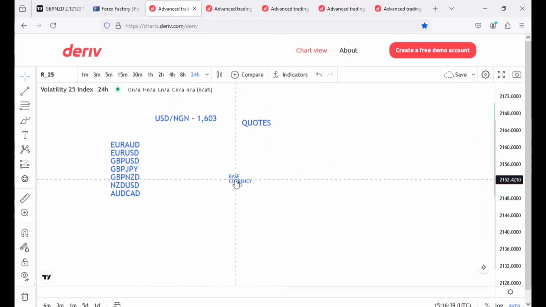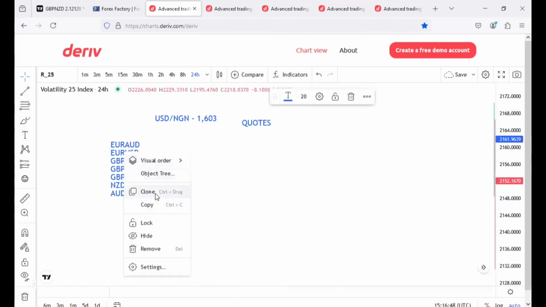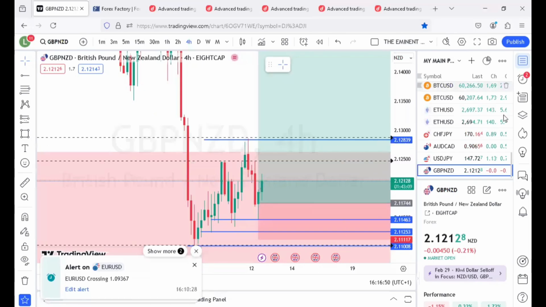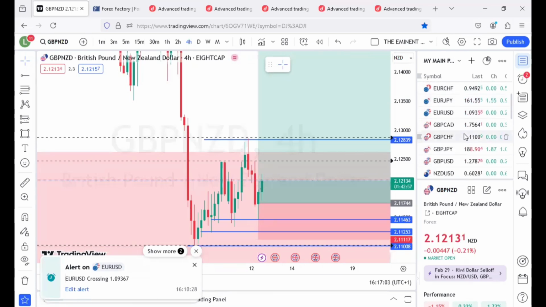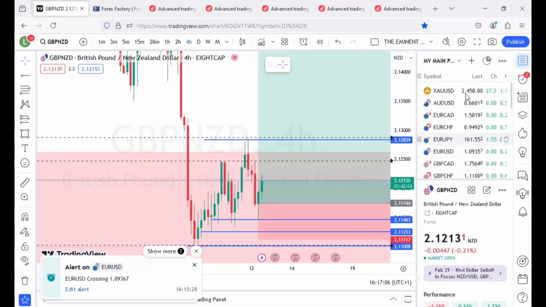So let's get into the next one. In the market too, you most likely see something like this on your TradingView. Let me use this as an example. Whenever you see something like this, it means there's a price change across the market. So this is the current price.